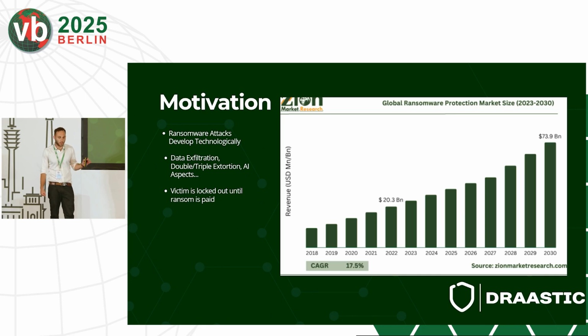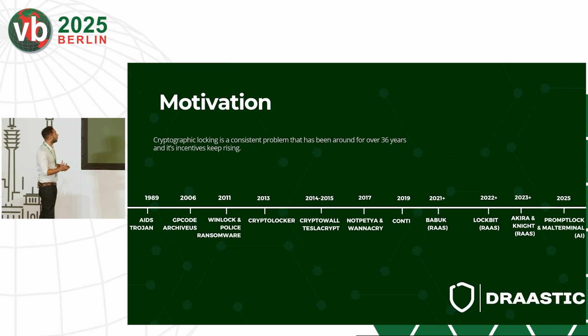It has changed and it will change, but even though it has changed and it will change, the core concept of cryptographic locking is a consistent problem, right? For over 36 years, since 1989, the AIDS Trojan ransomware that encrypted the file names and the folders and then asked for $189 via post mail, right? Until today, that we have ransomware as a service that goes to millions of dollars per attack and goes via cryptocurrency.